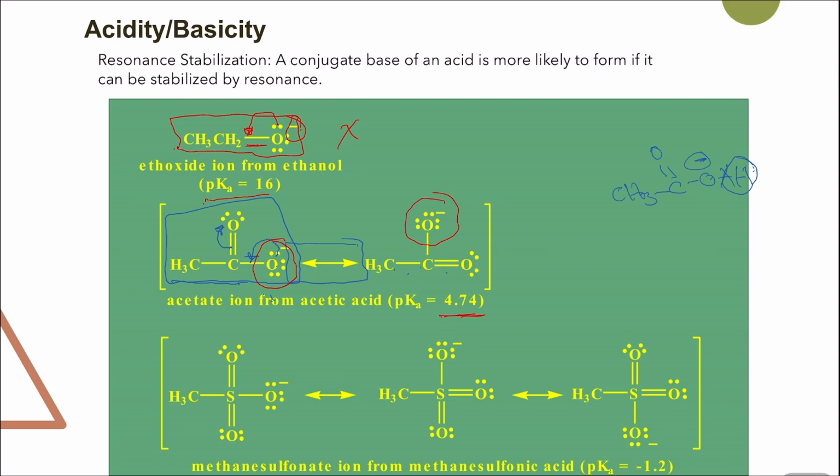Something like methane sulfonate, which comes from methane sulfonic acid. Now it has a methyl group attached to a sulfur that is attached to three different oxygens. In methane sulfonic acid, there is a hydrogen on one oxygen, and then it dissociates to give a negative charge on this oxygen. Now notice what will happen. For resonance stabilization, the extra lone pair of electrons can move to make a double bond with the sulfur. At the same time, this bond can break this way, so now you will have a negative charge on the oxygen at the top.